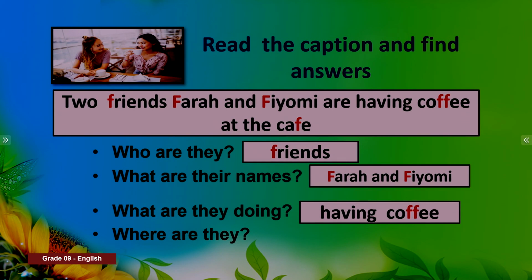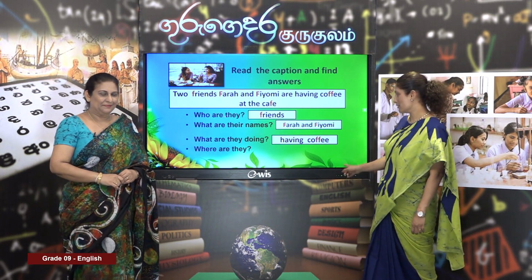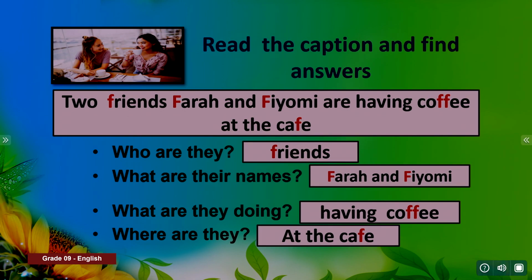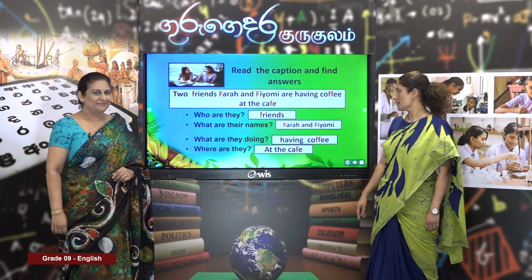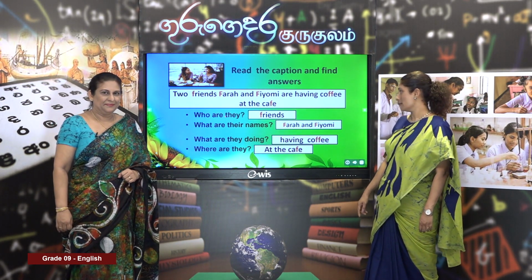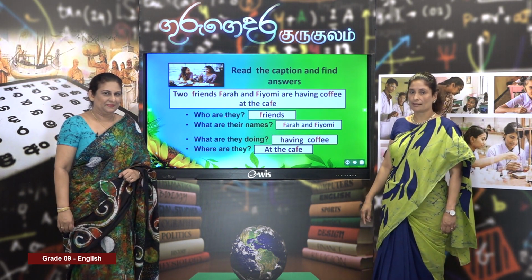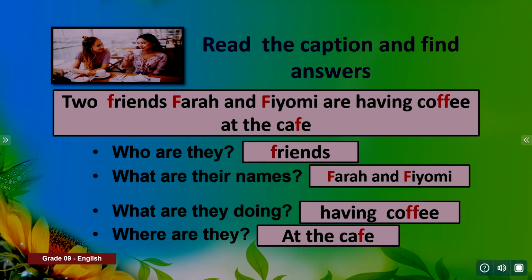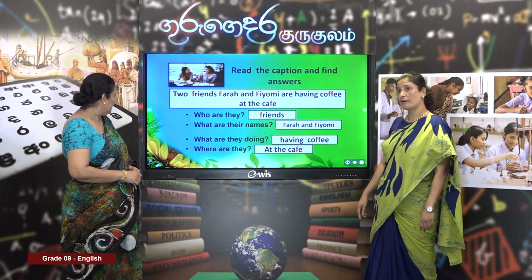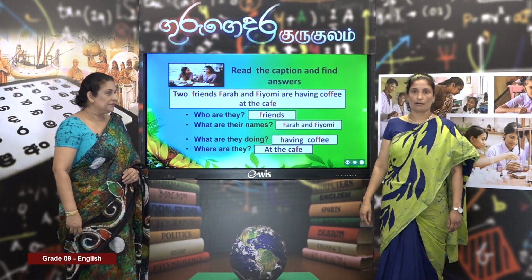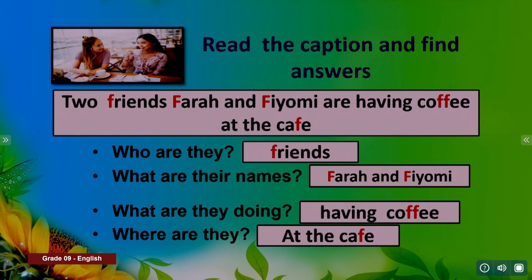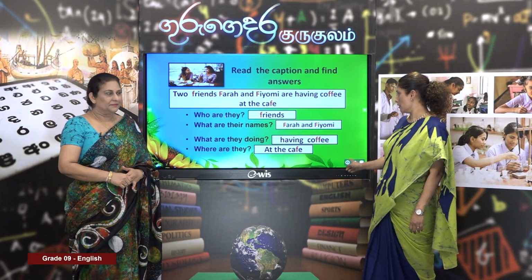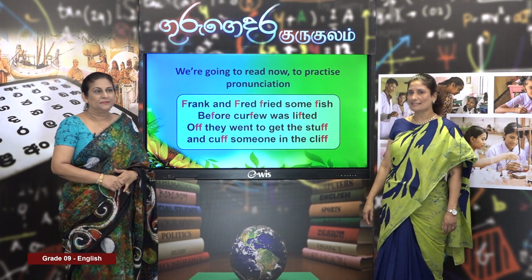Coffee has letter F at the mid position. Double F, right? Where are they? They are at the cafe. Yes, my dear children, look at the answers. All the answers contain the letter F and also the F sound is produced by this letter F. Friends, Farah and Fiomi having coffee at the cafe. Friends, Farah and Fiomi begin with F sound. At the same time, coffee has F sound in the mid position and cafe contains the F sound at the end position.